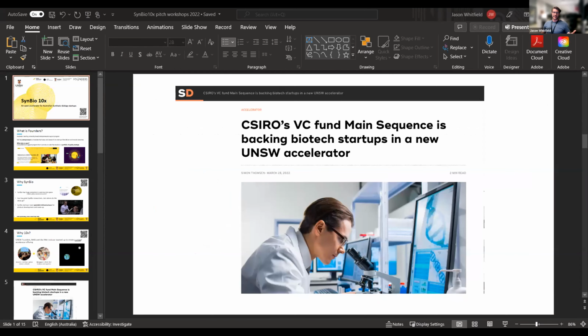The other big thing about this accelerator is that CSIRO's VC, Main Sequence Ventures, has given us a big vote of confidence and a thumbs up, and they're partnering with us to provide a $120,000 initial seed investment to each of these 6 startups that we accept into our accelerator. And I think that's a real vote of confidence, not only for our program, but for the potential in the synthetic biology sector in Australia, and how they see the role of the bioeconomy in Australia's broader economy in the future.